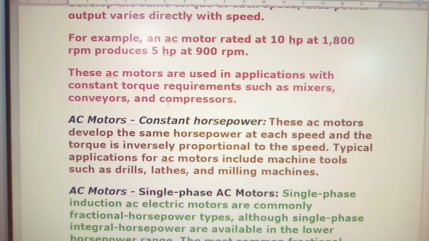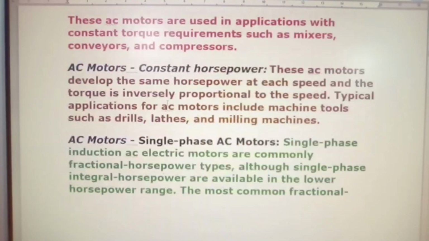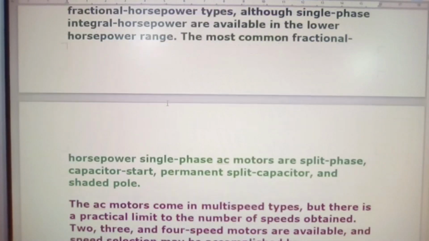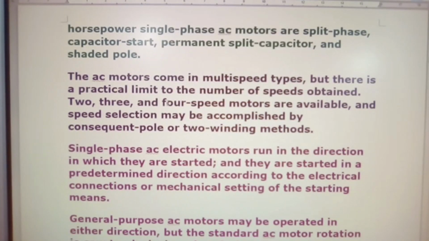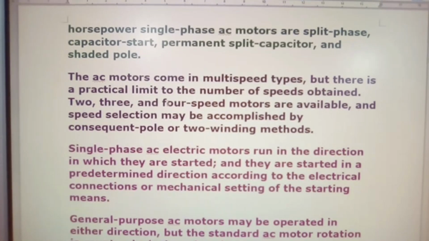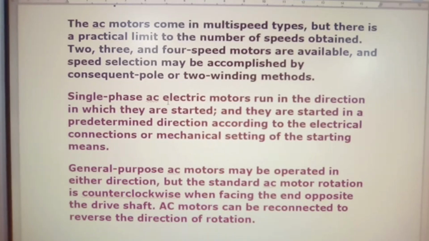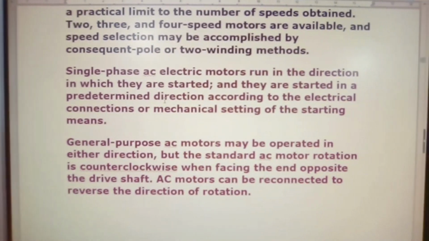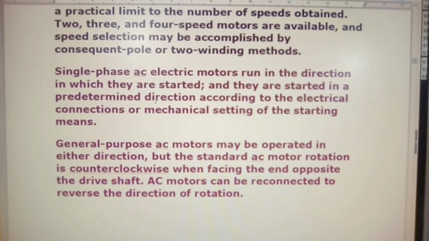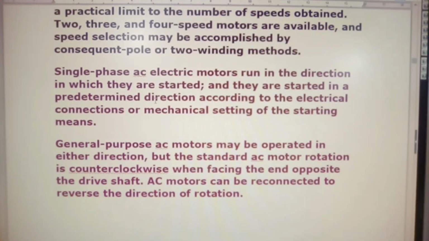And again, AC motors, constant horsepower. Now here again, AC motors come in multi-speed type, but there is a practical limit to the number of speeds obtained. All I'm doing is just taking extractions from this for you, but this is for you to mainly look at and read for yourself.